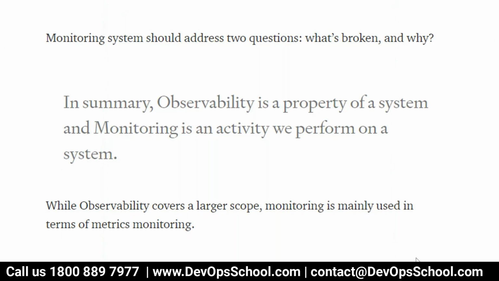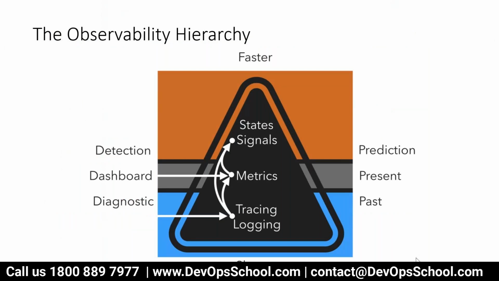So yeah, a monitoring system should address two questions: what is broken and why is it broken. But here observability covers a larger scope. In summary, observability is a property of a system and monitoring is an activity we perform on the system.